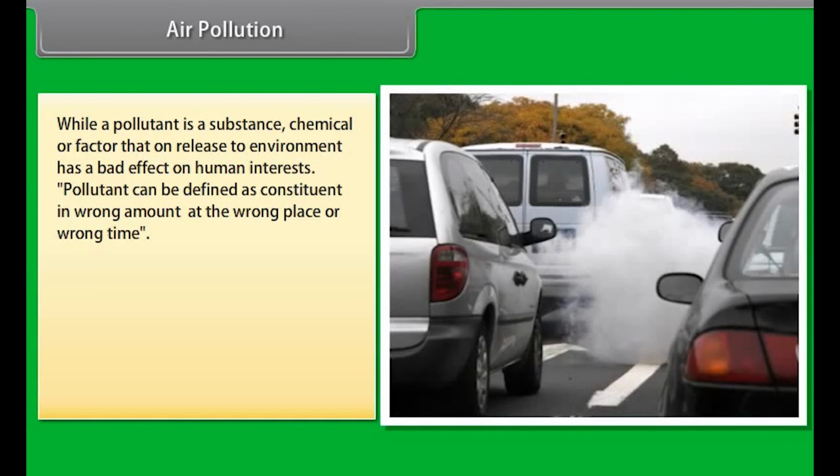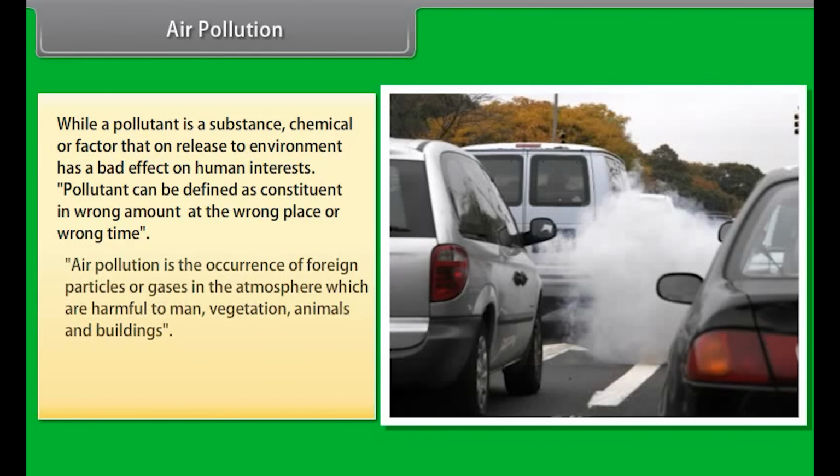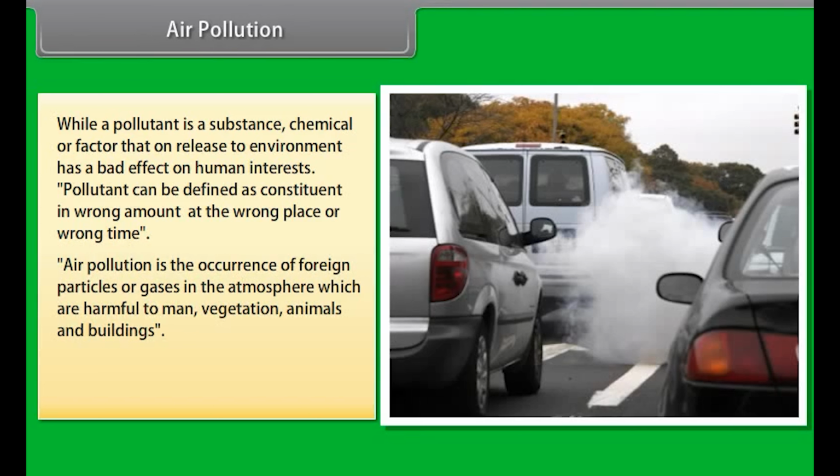A pollutant can be defined as a constituent in the wrong amount at the wrong place or wrong time. Air pollution is the occurrence of foreign particles or gases in the atmosphere which are harmful to man, vegetation, animals and buildings. Air pollution is caused mainly due to combustion of fossil fuels.